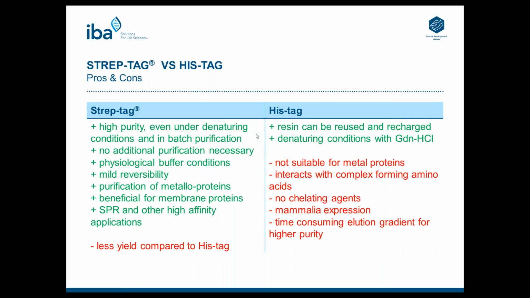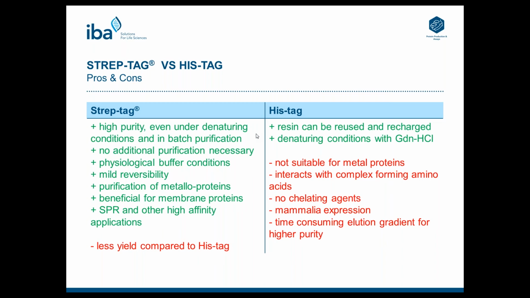The system is also beneficial for metalloproteins and for membrane proteins, and it can be used for SPR and other high affinity applications. One drawback compared to the His-tag system is that you obtain less yield compared to the His-tag if you compare, for example, 1 milliliter resin with each other.